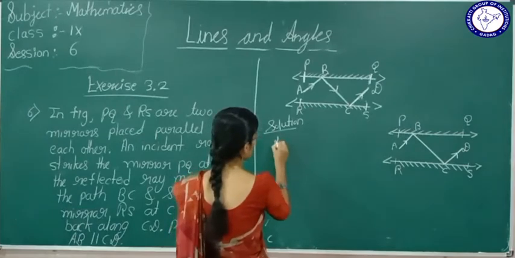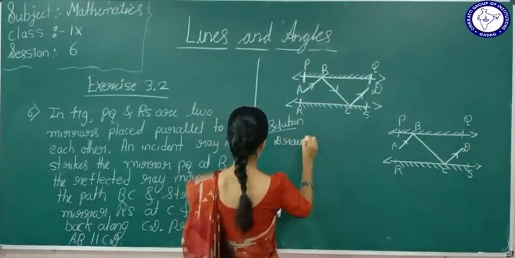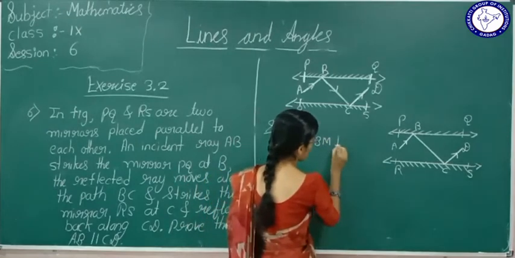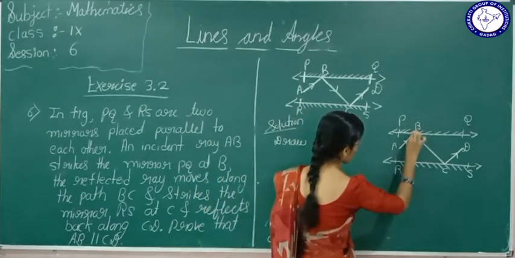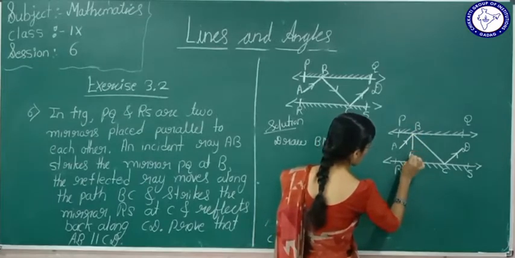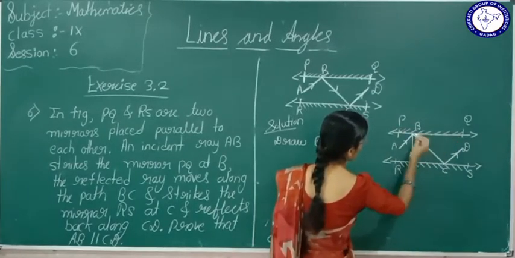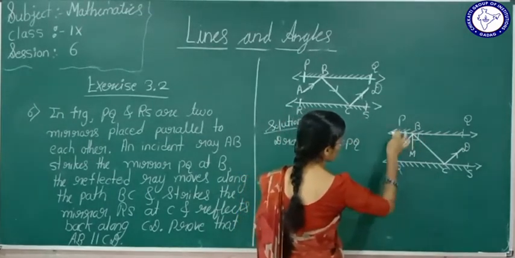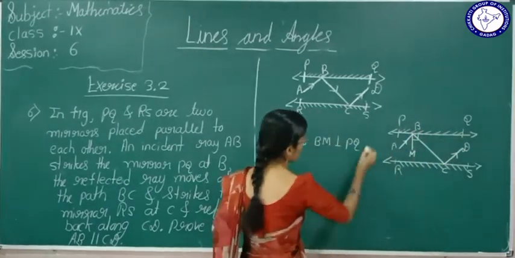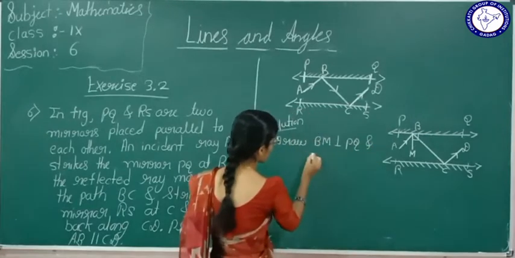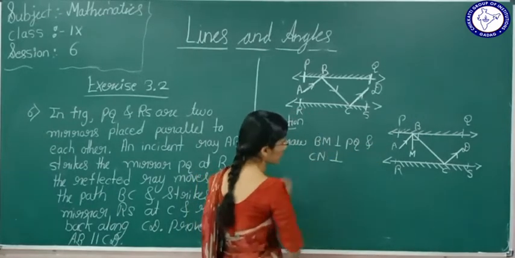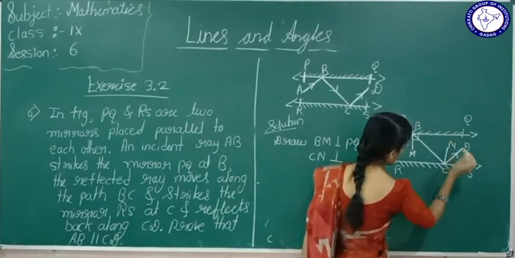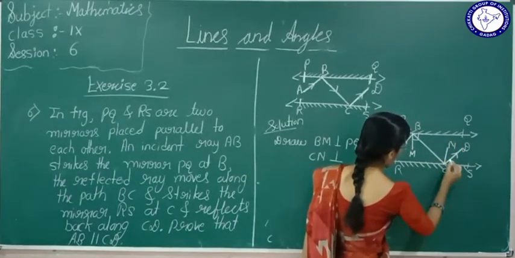Now see here, draw BM perpendicular to PQ. We will draw BM perpendicular to PQ, and CN perpendicular to RS.